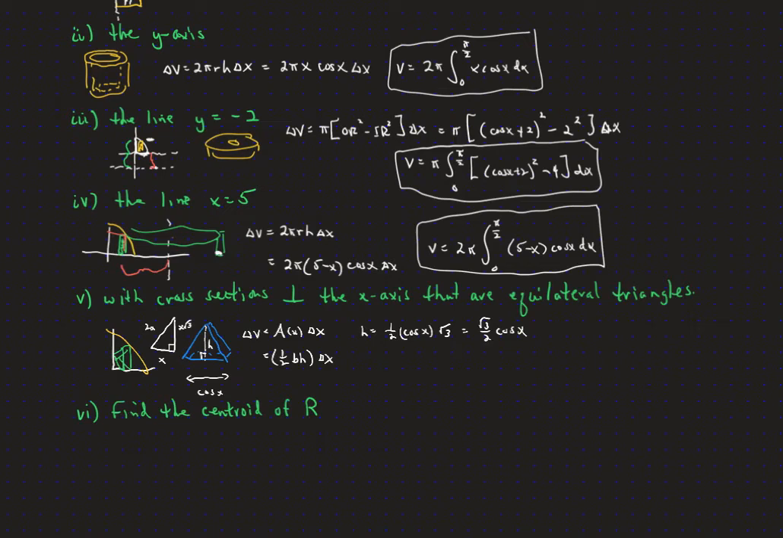So that makes our delta volume the 1/2 from the area of the triangle formula times the base, which is cosine x, times the height, which we said was square root of 3 over 2 cosine x, and then delta x for the thickness. So that makes our volume, if we combine these constants, that will be square root of 3 over 4, integral going from 0 to pi over 2 of cosine squared x dx.